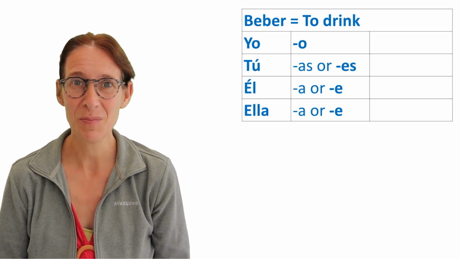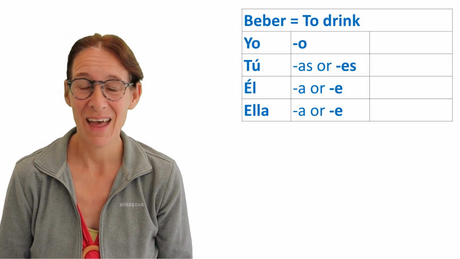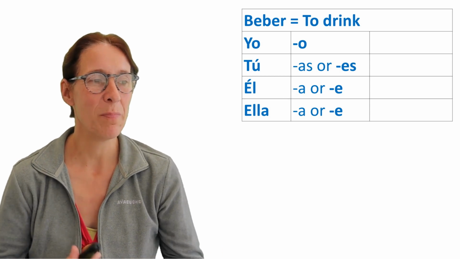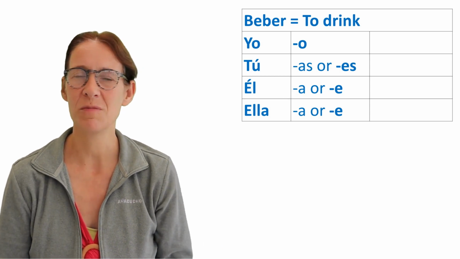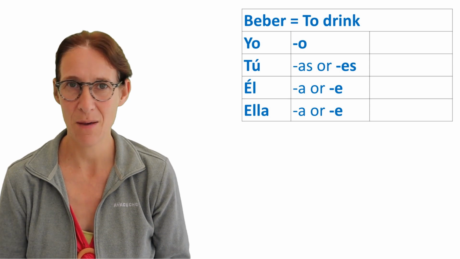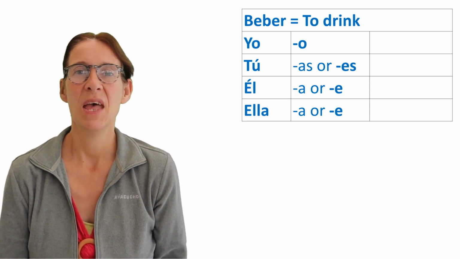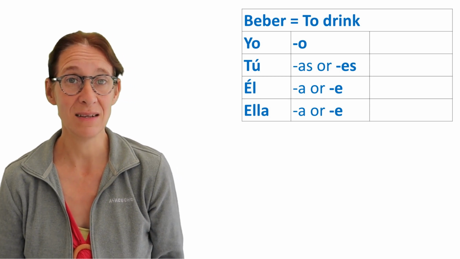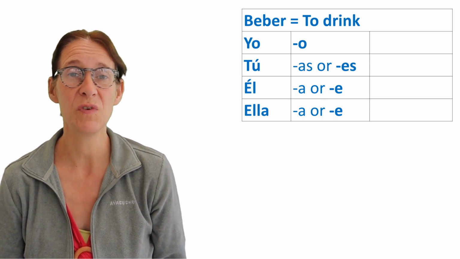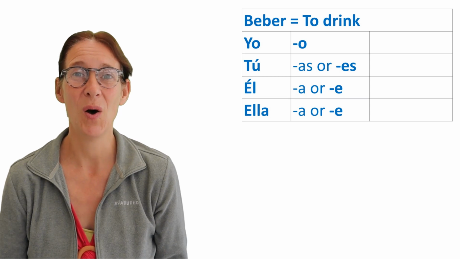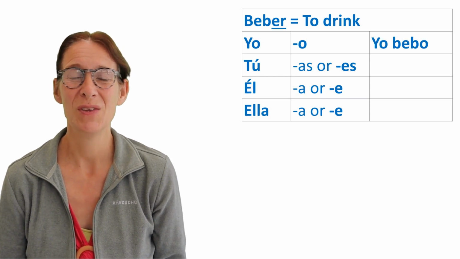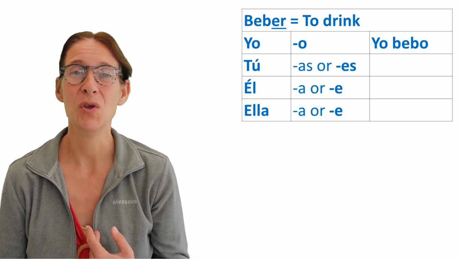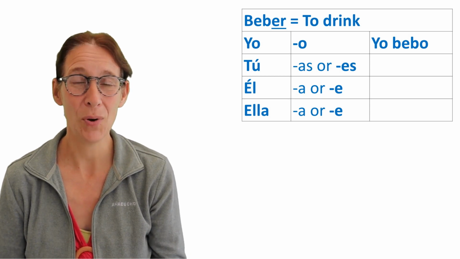The next verb is beber. And beber, imbibe, beverage, they all come from the same Latin root. Beber means to drink. It's an ER verb because it ends in ER, so the endings are the same as the ones we used for comer. They are O for yo. So I drink is yo bebo.